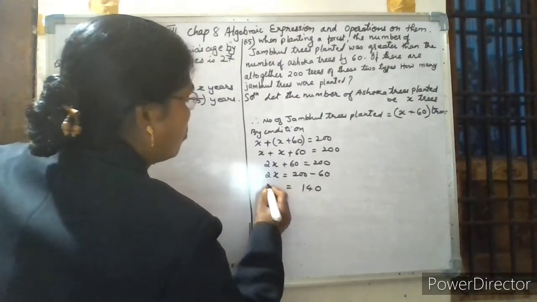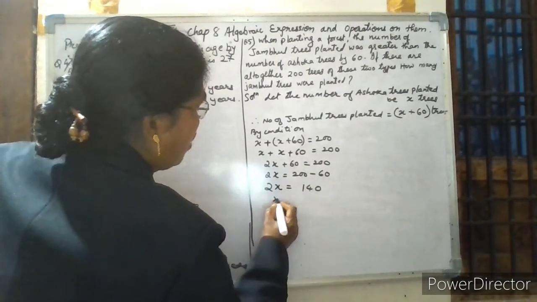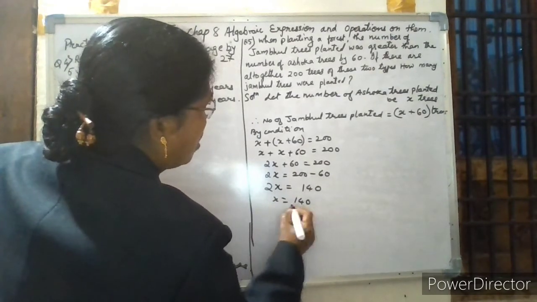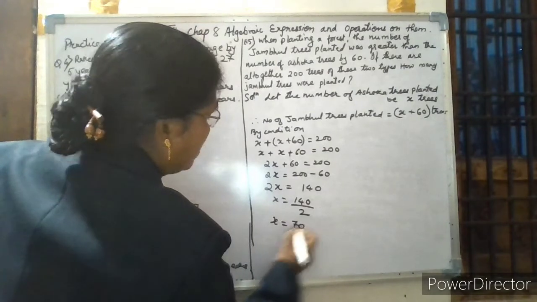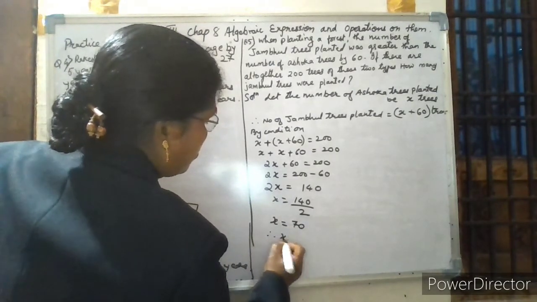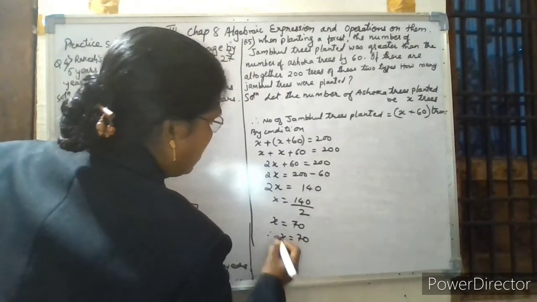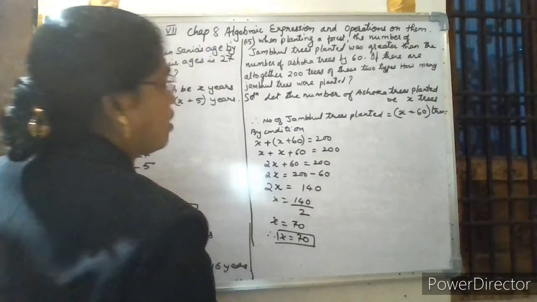Now 2X is equal to 140. So X is equal to 140 divided by 2. Therefore X is equal to 70. Now we got the X value as 70.